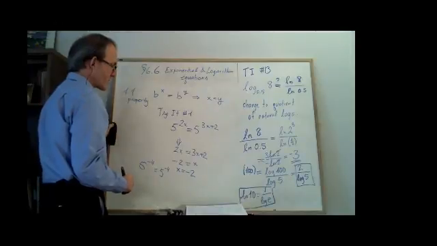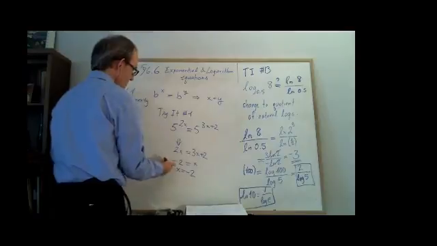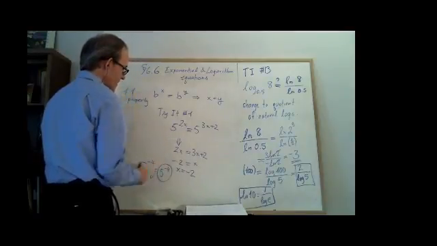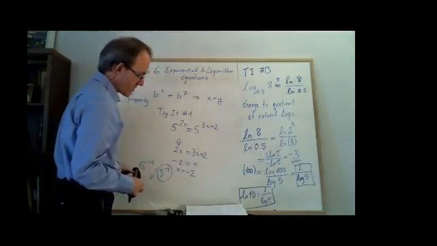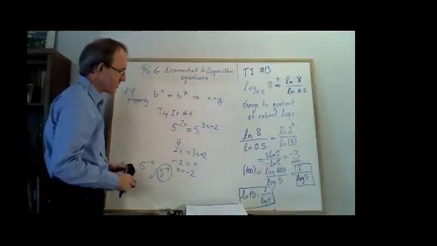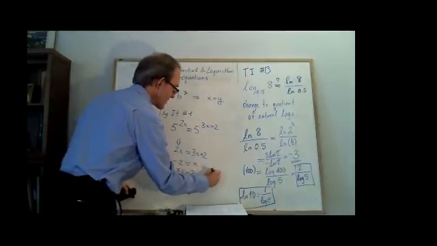gives me 5 to the minus 4. Minus 6 plus 2 is minus 4. So I get the same thing. And that checks my solution set. So the solution set is then minus 2.